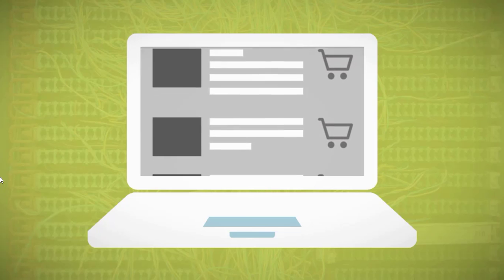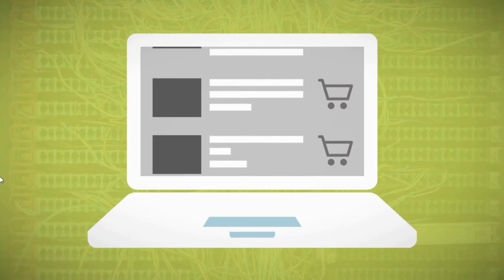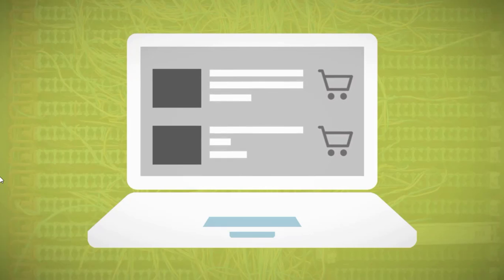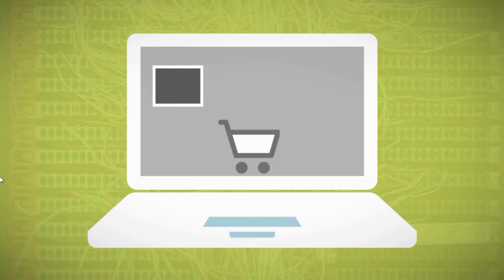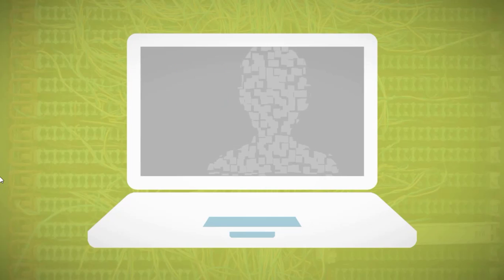In these markets, goods and services are exchanged between parties who use digital encryption to hide their identities. When a purchase takes place, buyers and sellers use cryptocurrencies such as Bitcoin to remain anonymous. Darknet market goods include illicit drugs.